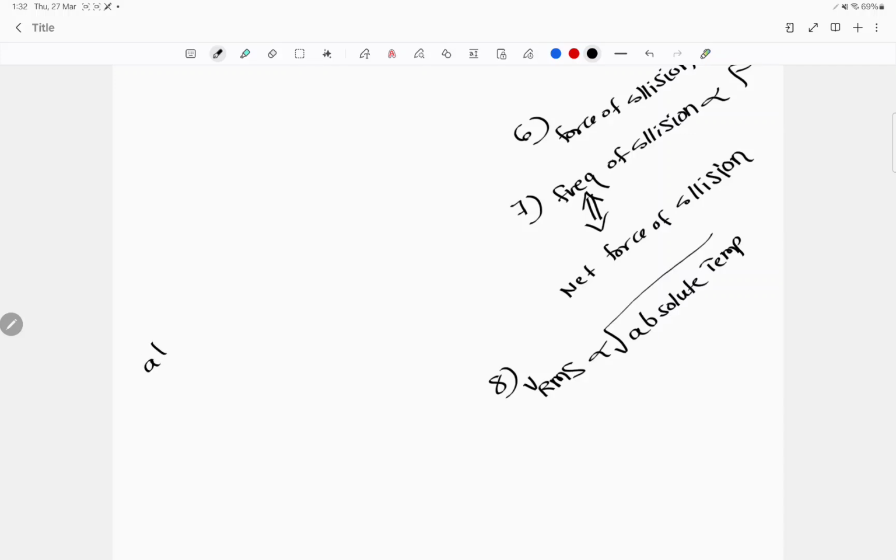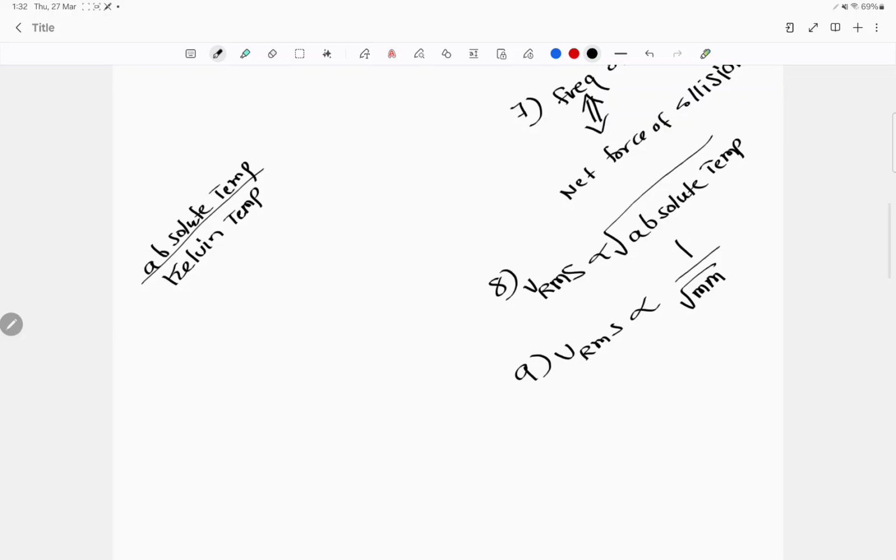What's absolute temperature? It just means the Kelvin temperature. The VRMS, the average speed, is going to be inverse with the square root of the molar mass. And finally, we can compare the VRMS, the average speed, of 2 different gases.